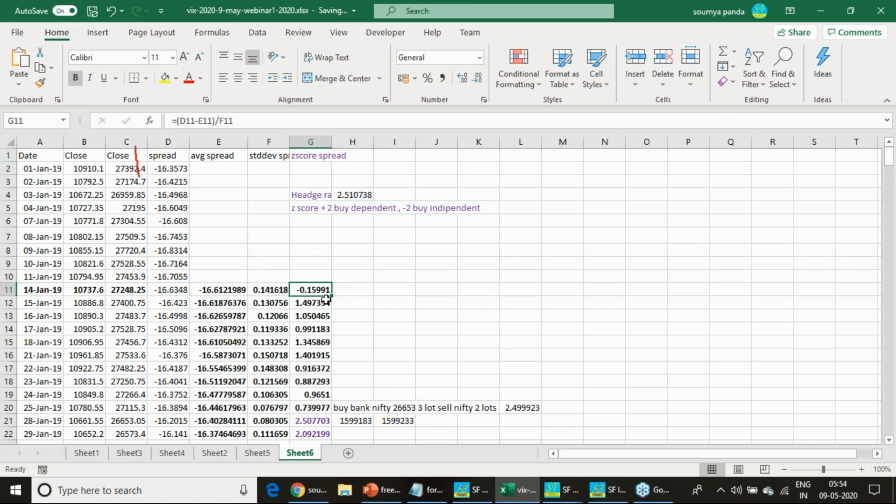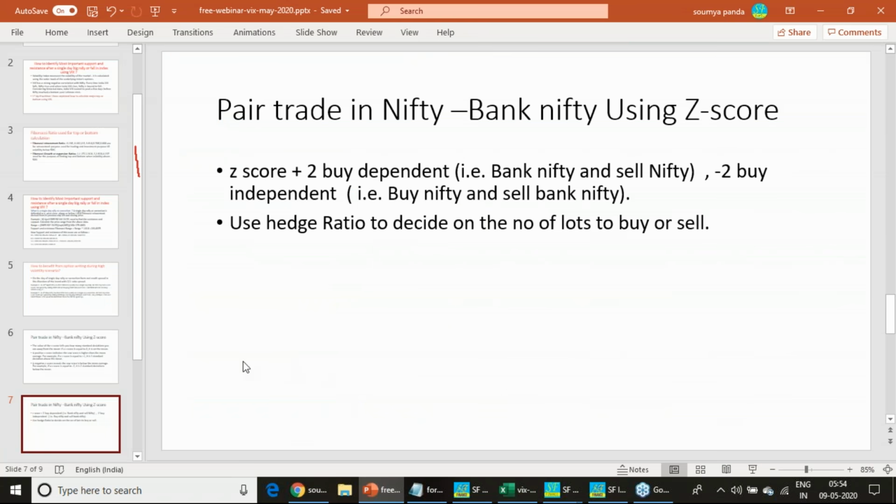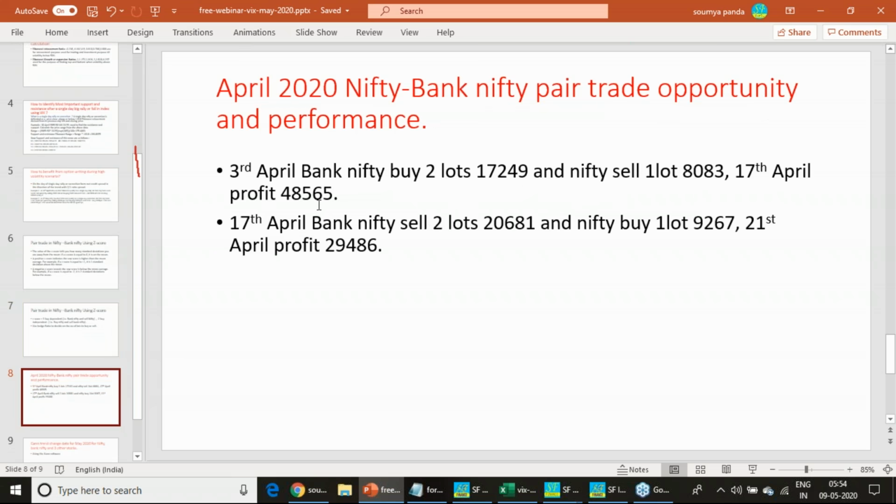Based on this Z score, there are two opportunities it has given in the month of April. We have a program on 14th of April whose recording you can find. So these are the two times we have got this. Say 3rd April, this chance if you have missed also, on 17th April if you could have taken a trade based on this concept, this particular trade would have awarded you 29,486 rupees profit.